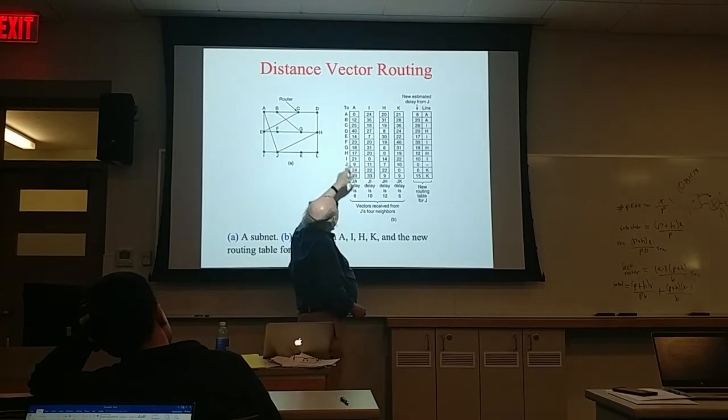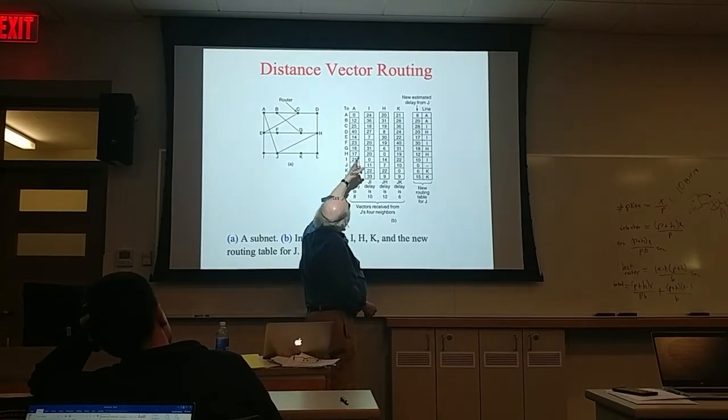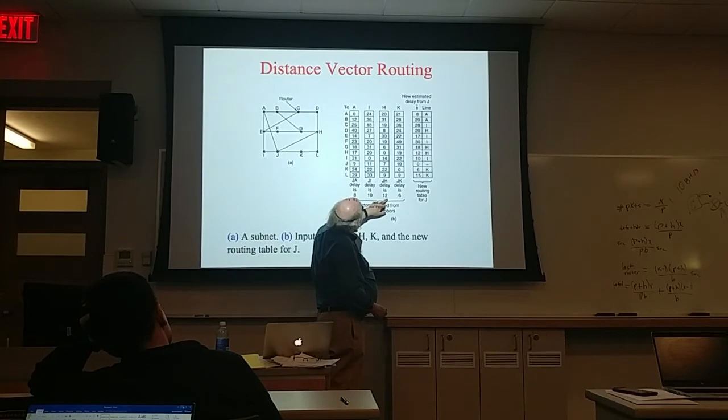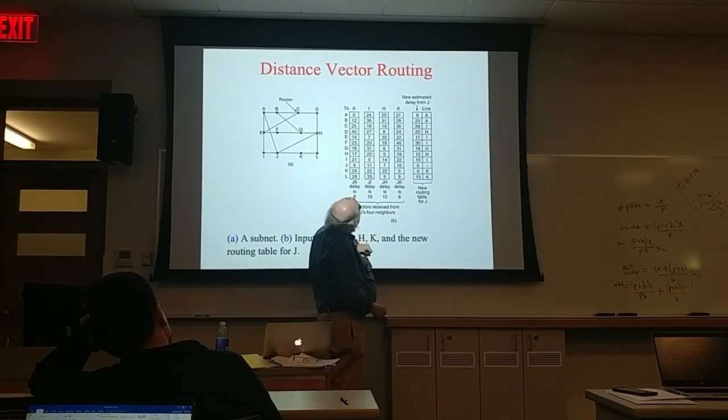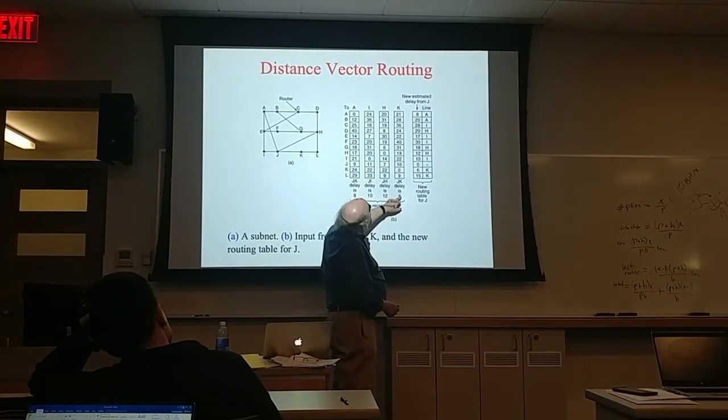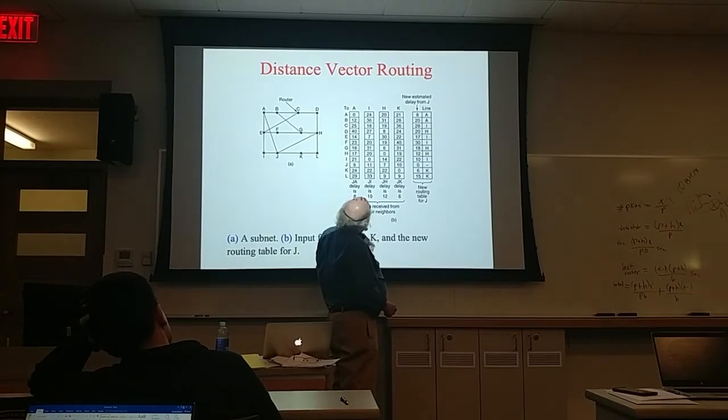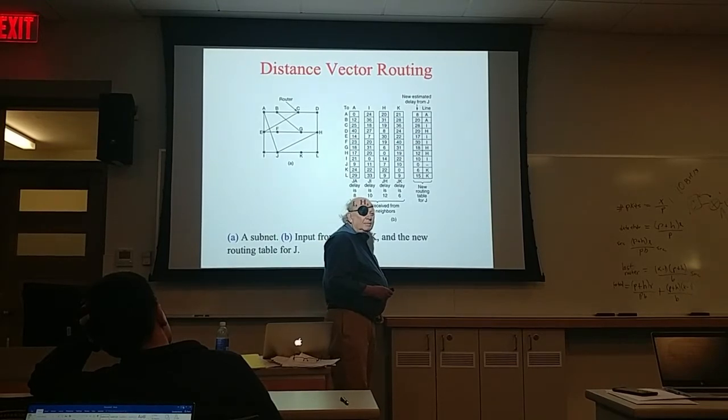So the minimum of those is 8, so 8 goes there. Now if you say, okay, how do I get to B? 8 plus 12 is 20. 10 plus 36 is 46. 12 plus 31 is 43. 6 plus 28 is 34. This is the minimum route to B, so I put a 20 there as my weight, and I'm going through A.